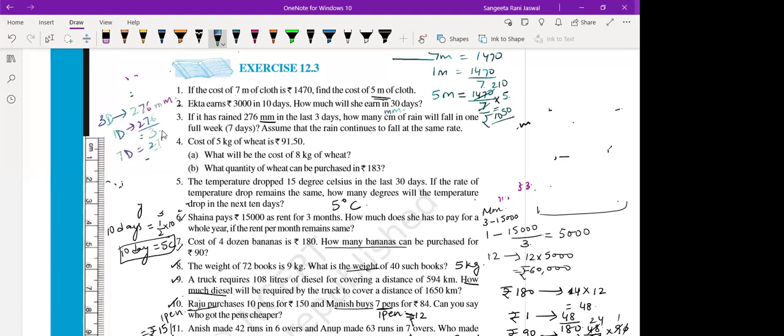And I got the answer. Okay, what is that? Ma'am, the cost of 1 kg of wheat is rupees 18.3. Okay, and for 8 kgs of wheat? Ma'am, it's rupees 146.40. Okay. Are all getting the same? Please verify the answer.